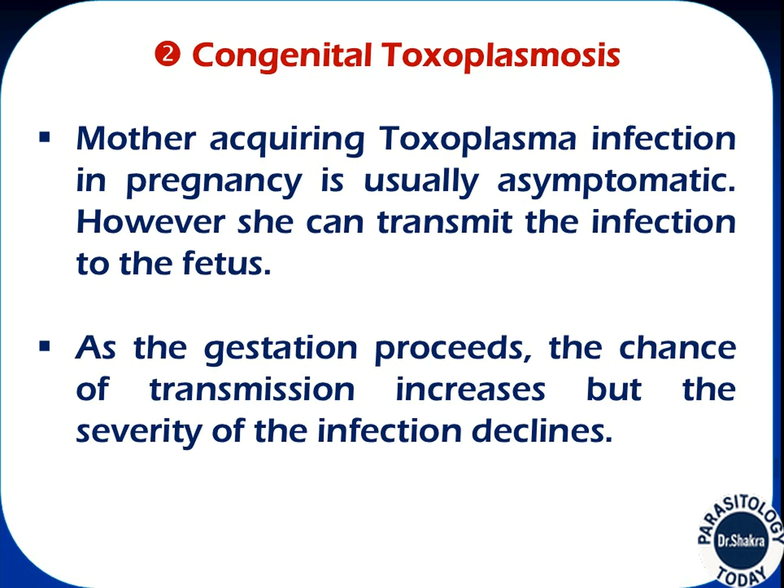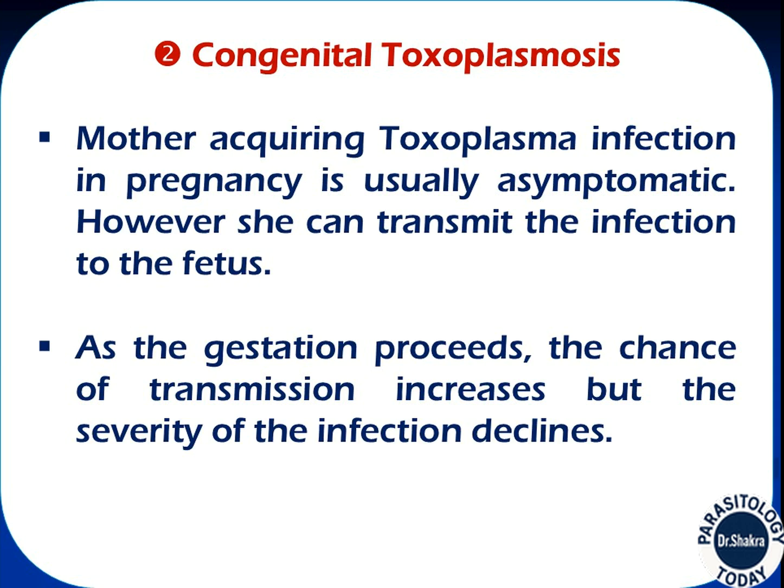Now, let's turn our attention to a far more serious scenario, congenital toxoplasmosis, which occurs when a mother acquires Toxoplasma gondii infection during pregnancy. Interestingly, the mother herself is usually asymptomatic. She may not feel ill at all, but the parasite can cross the placenta and invade the fetal tissues, leading to significant consequences.